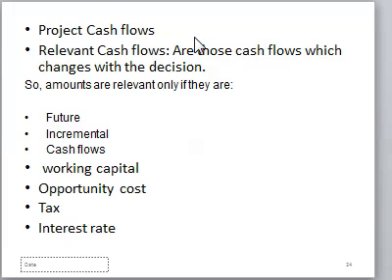For example, a good example I can say is depreciation. We don't look at depreciation when we are analyzing our investment because it does not involve an outflow of cash.